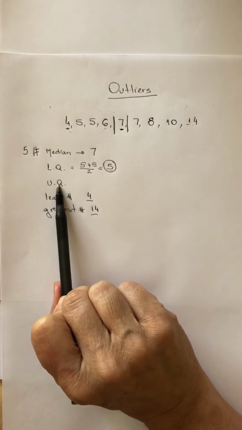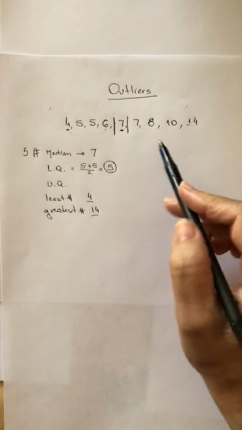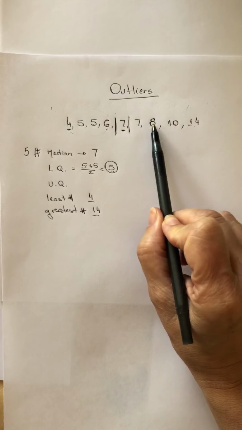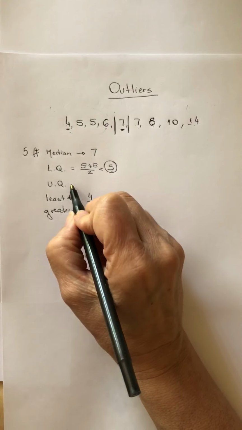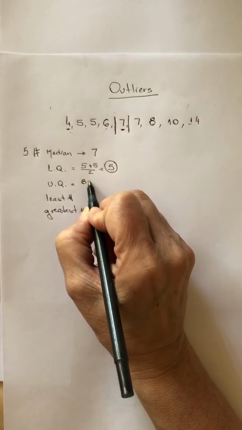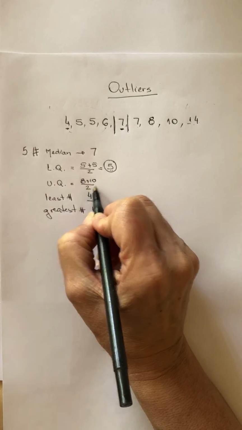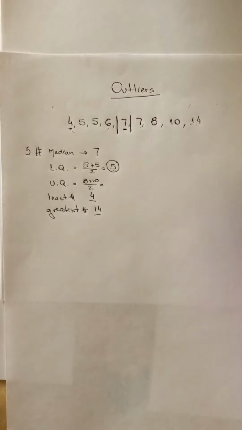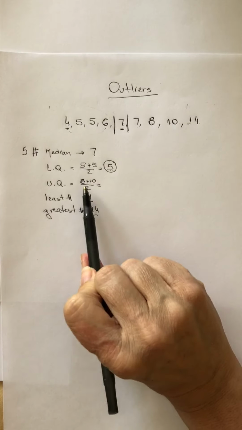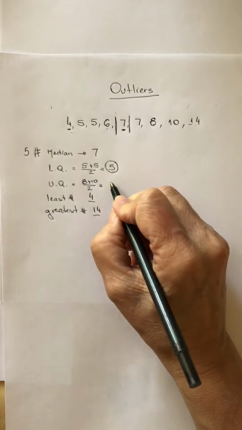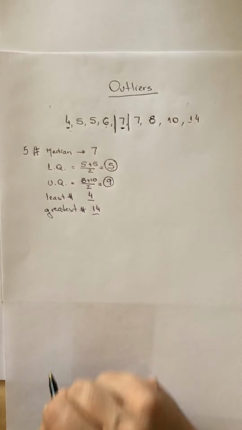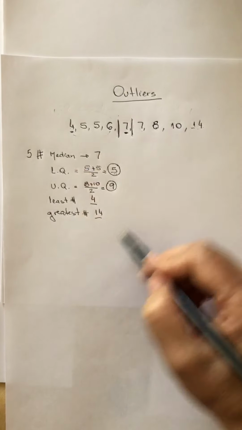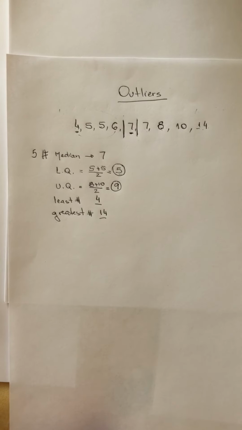Then I go to the upper quartile. The upper quartile is going to be what? These two numbers here, 8 and 10. Now I do the same thing: 8 plus 10 divided by 2. Since I don't have just one in the middle, I have to find the mean between the two numbers in the middle. So 8 plus 10, 18, divided by 2 is 9. I have all this information, and it is very important for me to start finding my outliers.